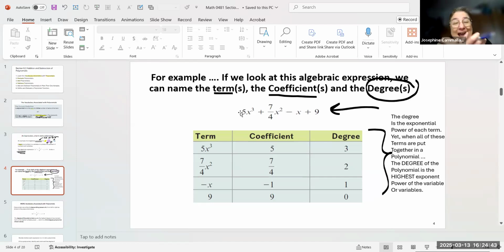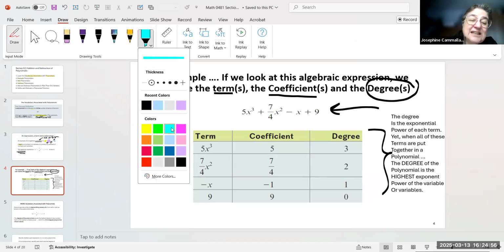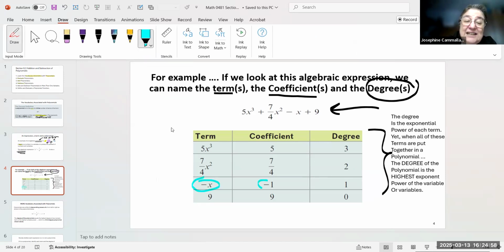Okay? Now, notice in column 1, I put all of the terms from the algebraic expression just as they appear. Okay? Now, the positive sign for 7/4 and 9, I didn't include, but you'll notice for the negative x, I did include the negative sign. Because remember, anything without a positive sign is positive, but the negative, we have to know it exists. Now, when we look at each term, the degree is the exponential power.